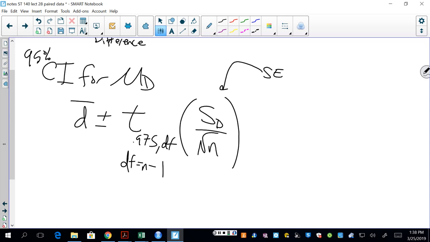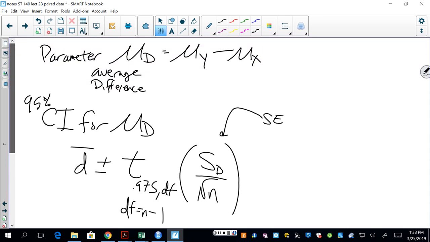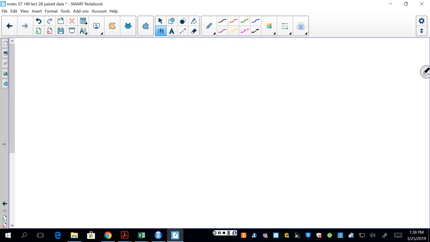The other main way we're going to do this is a hypothesis test. So we're going to do a hypothesis test for this parameter. We're often interested in, is the difference 0 or not? Is there a change, a positive change? Is there a negative change? Is the average different? But we can be a little bit more general. So we can test the hypothesis that the average difference is some delta.